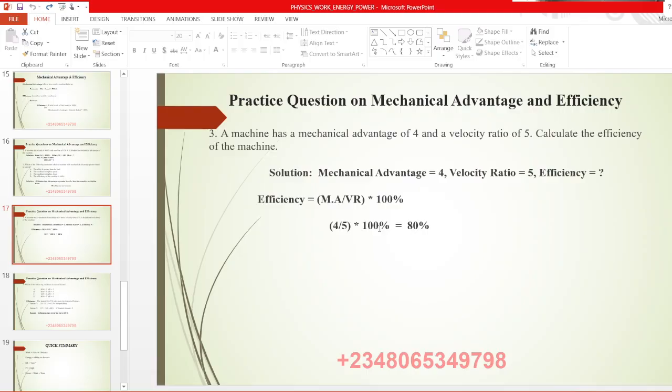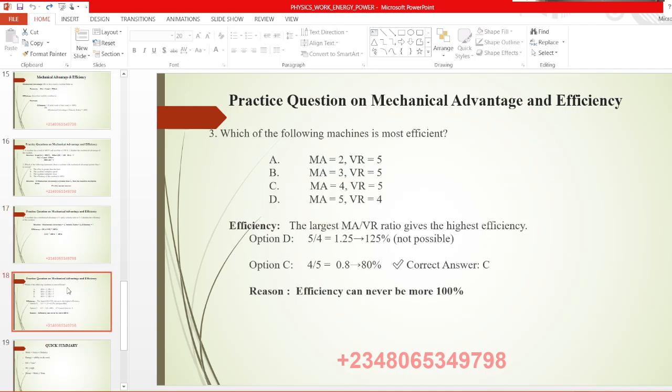We are going to look at a question on that. It can never be greater. That is impossible. Once you see a question on efficiency, it can never be greater than 100%. Let's look at a question.